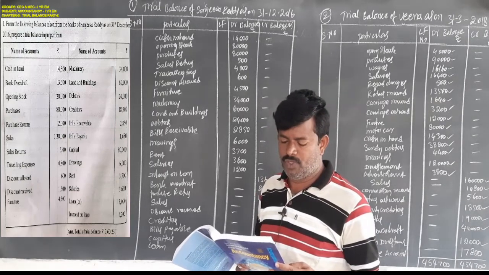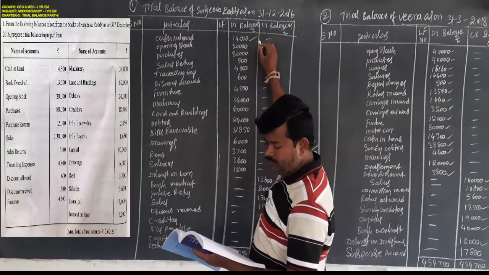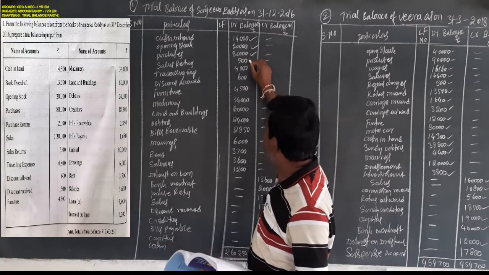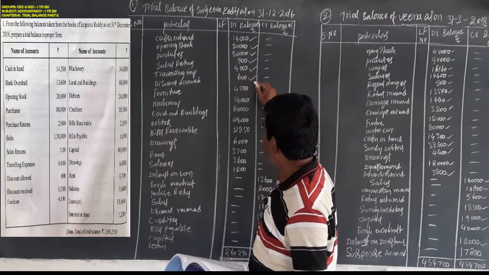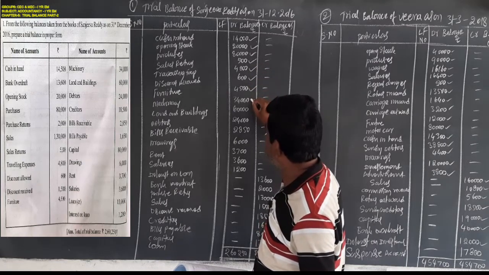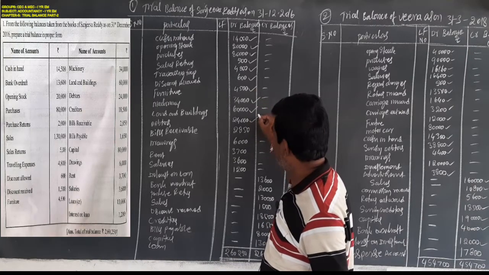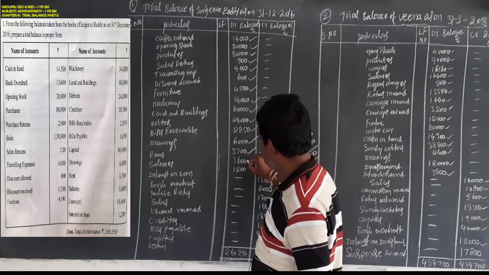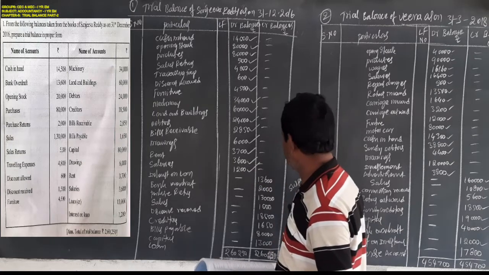This is the problem. So cash in hand debit side, opening stock debit side, purchases debit side, sales returns debit side, traveling expenses debit side, discount allowed debit side, furniture debit side, machinery asset debit side, land and building debit side, debtors debit side, bills receivable debit side, drawings debit side, rent expenses debit side, salaries expenses debit side, interest on loan expenses debit side.